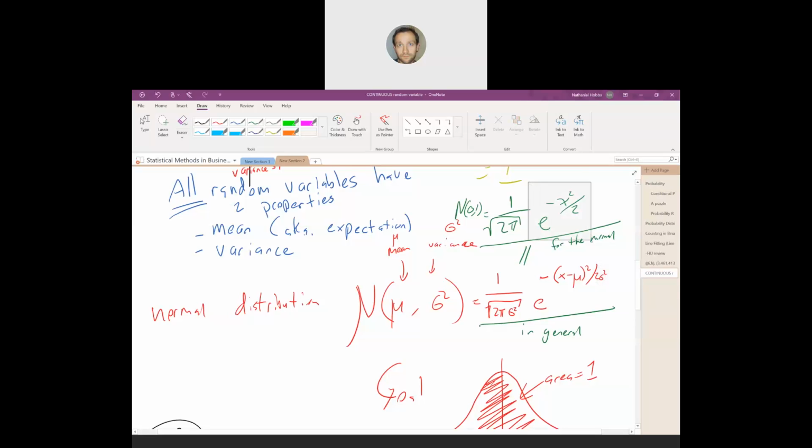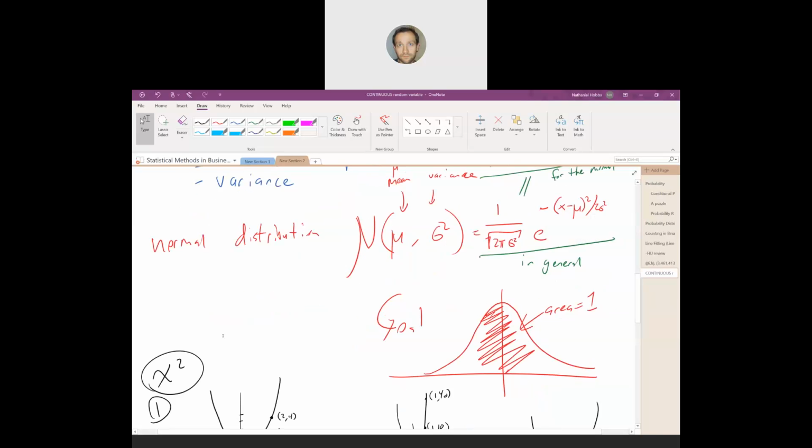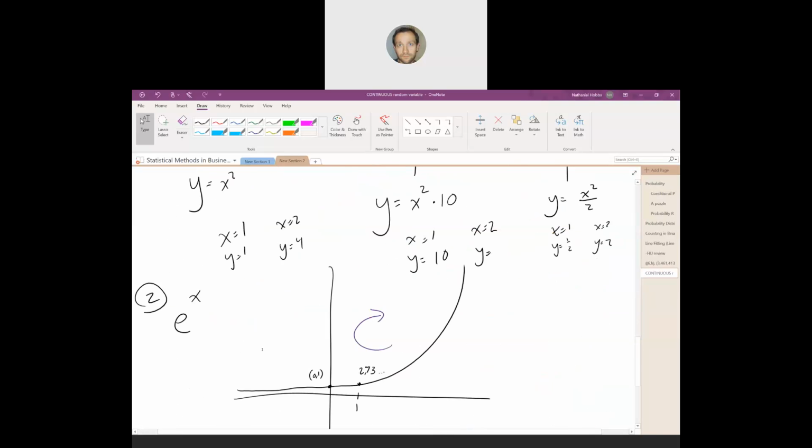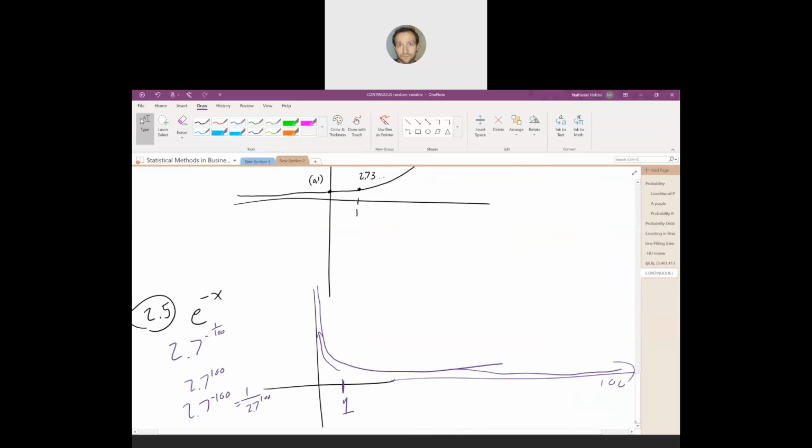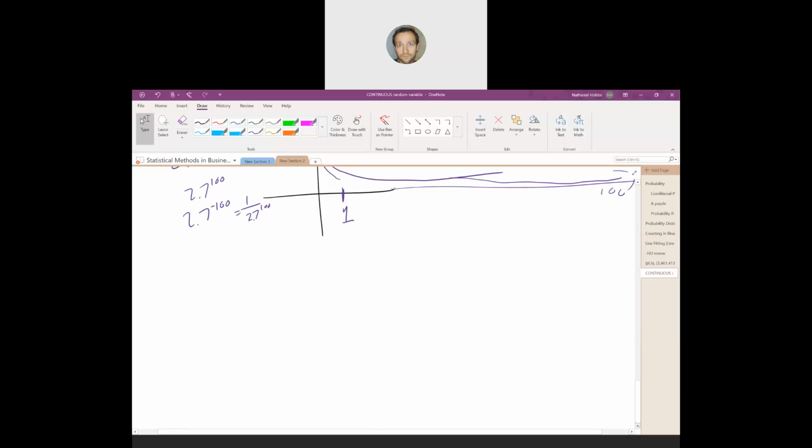So we've talked about x squared here, and now we've talked about e to the minus x. Now we're going to combine them. What happens? E to the minus x squared. We're combining these two things together.